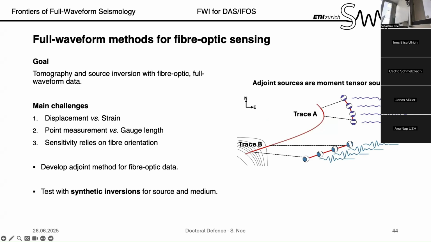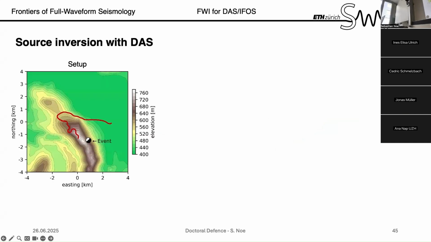And now what I did is that I tested this entire code with a lot of synthetic inversions for source and medium. And because this was all synthetic, I had the freedom to decide what kind of setup I wanted to have. So I decided to go with Uetliberg. So you can see here, this is the Uetliberg Bahn. It's roughly 8 kilometers on the top to the Uetliberg summit here.